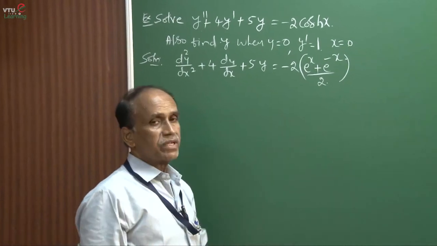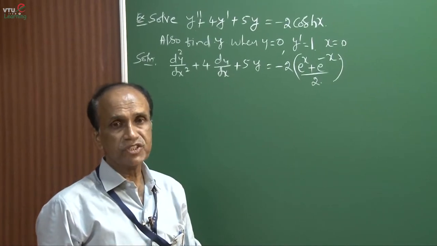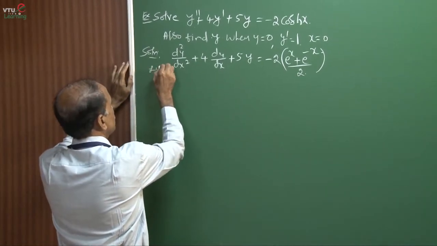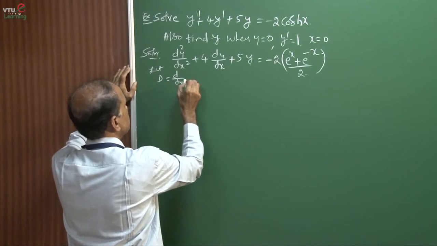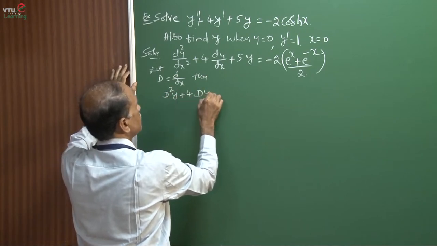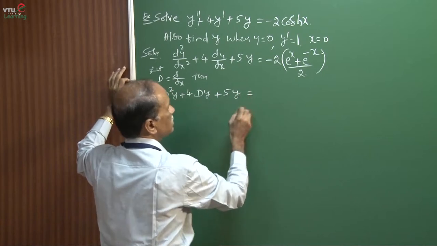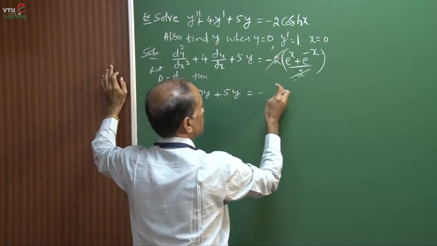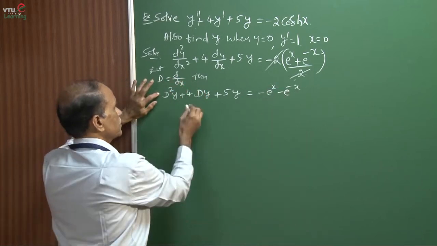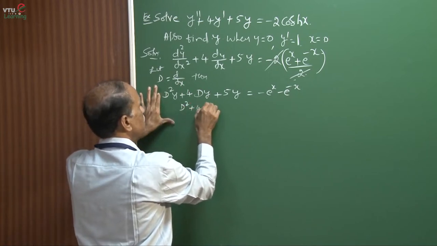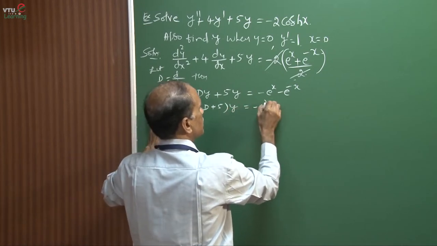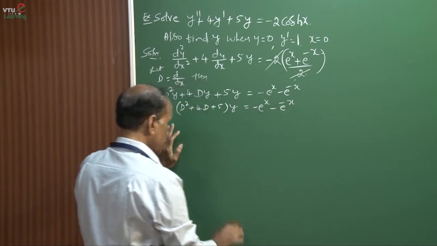Again, this is taken from the complex numbers, the case of hyperbolic functions, how the trigonometric functions are defined. Now, let D be equal to d by dx, then that is d square y plus 4 dy plus 5y, the 2 gets cancelled, equal to minus e to the power x minus e to the power minus x. This is d square plus 4d plus 5 operating on y, equal to minus e to the power of x minus e to the power minus x.